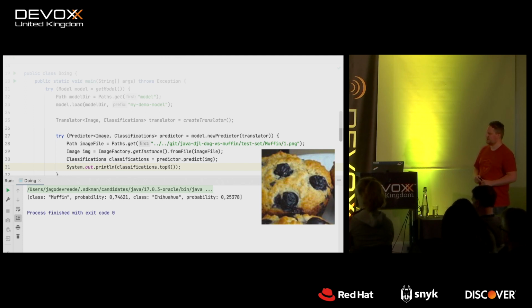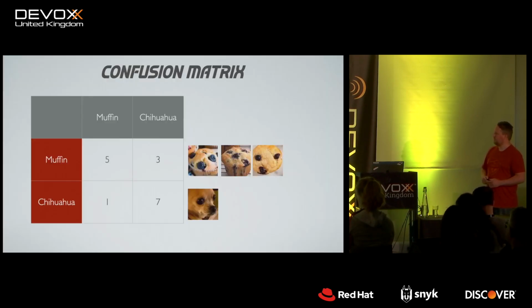So if we run this, we get our muffin out of it, and we can see that it has a probability of 74%. Yeah, and it thinks that it's a dog around 25%. So this way, well, the model did good. This was the actual image, so yeah, looks like a muffin to me.